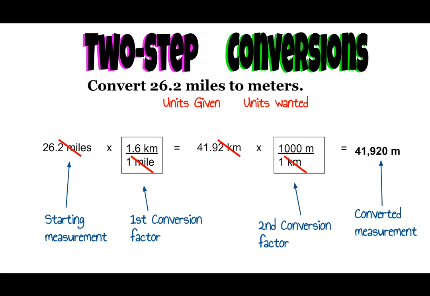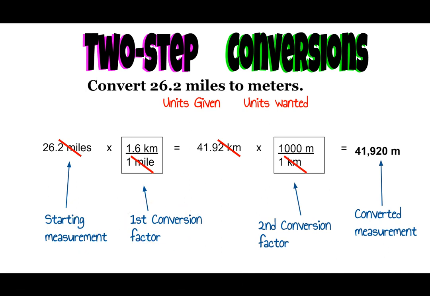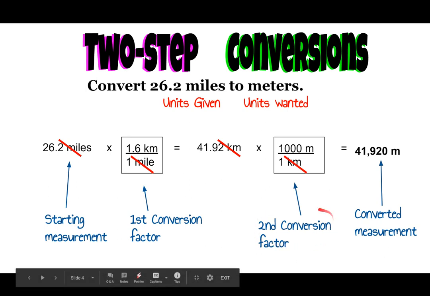All right, so now we've been doing single-step conversions until this point. Now we're going to start talking about two-step conversions. So what's going to happen is you're still going to be given a unit, and then you're going to be given another unit. Now, because it's two-step, you're going to have to do two conversion factors. So you start with your starting measurement. You're going to do your first conversion factor. And then you have to do a second conversion factor, which will get you to the measurement that you want.